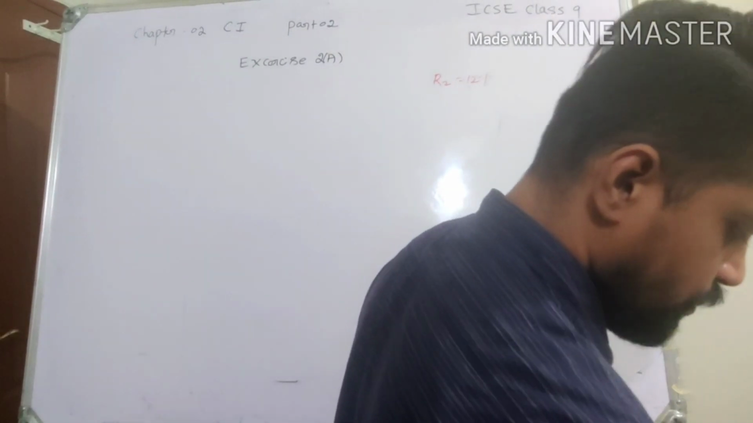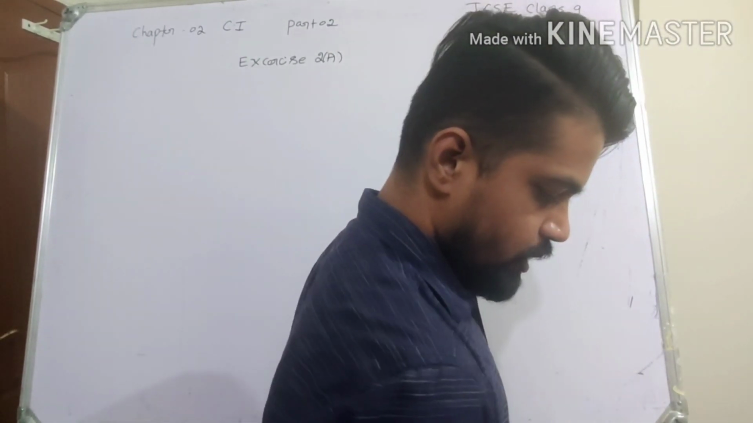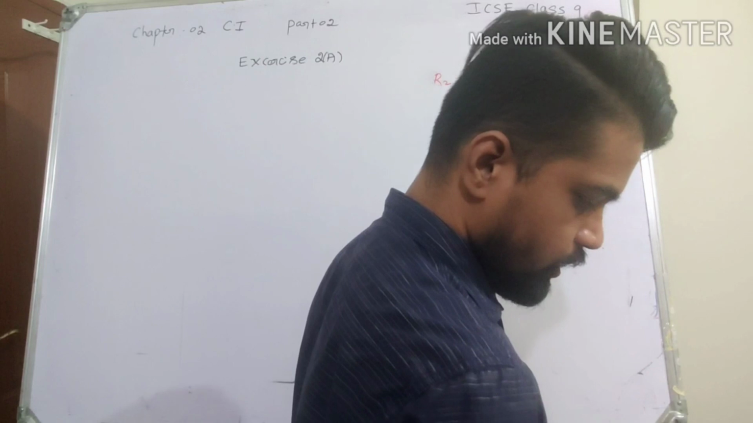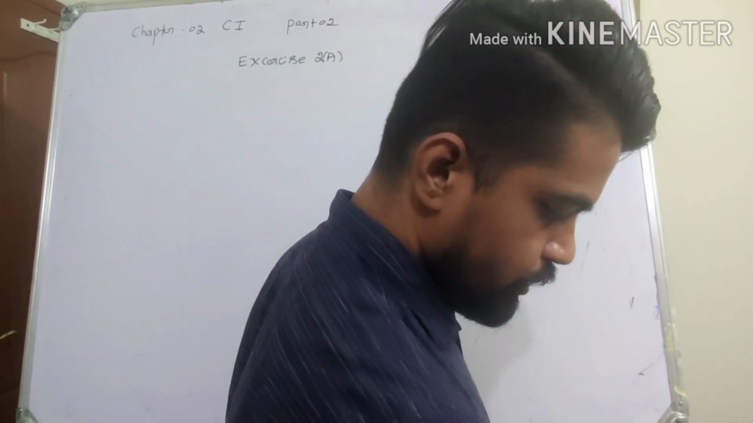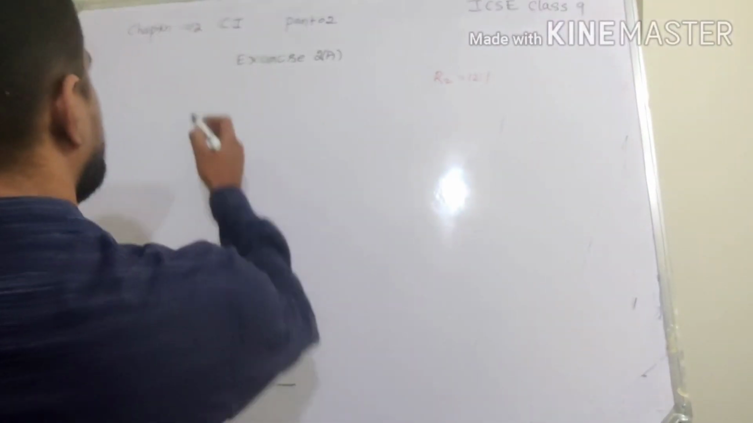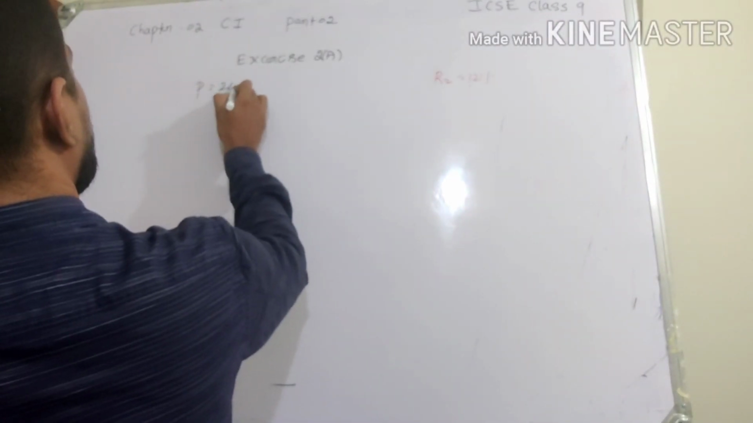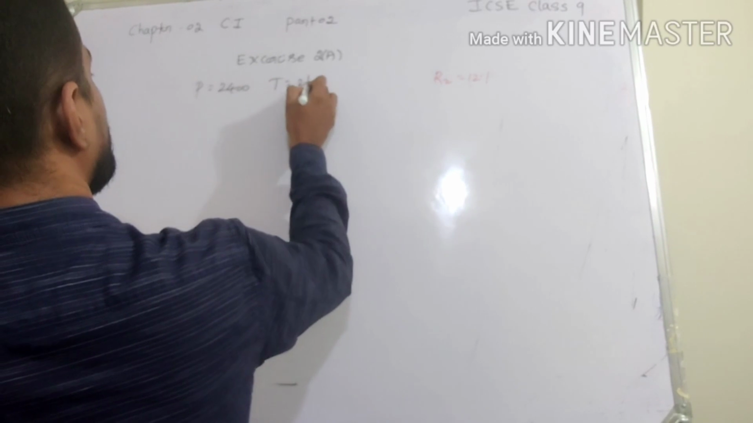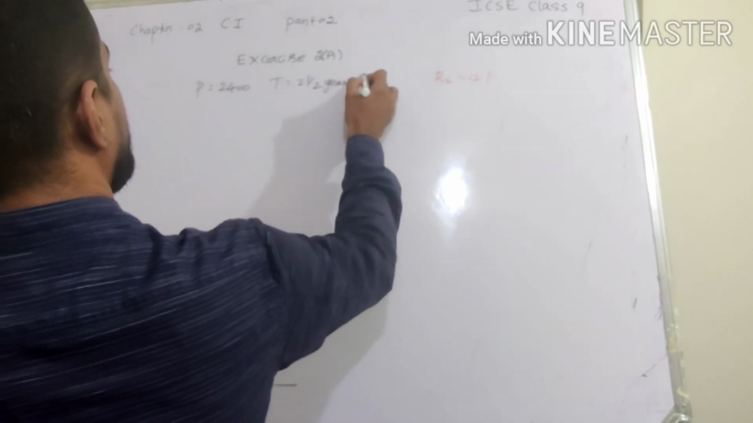So find the compound interest. Next question, fourth one. Find the compound interest correct to the nearest rupee on 2400 for 2.5 years at 5% per annum. So principal is 2400, duration is 2.5 years, and rate of interest is 5%.